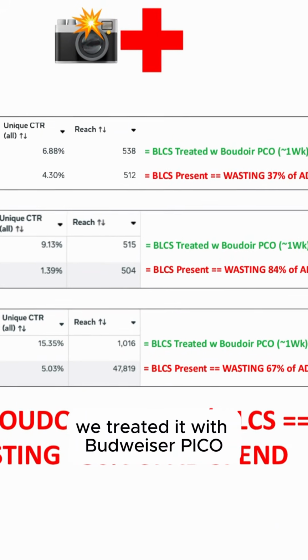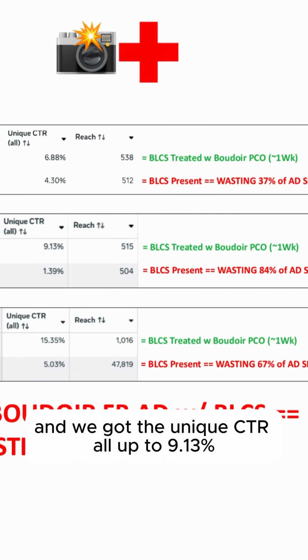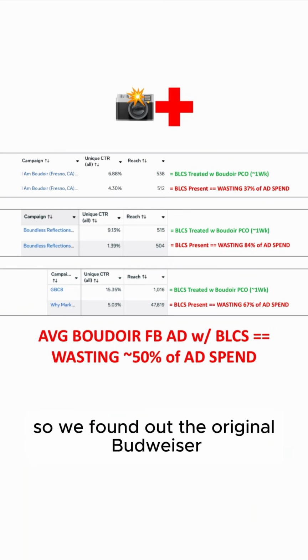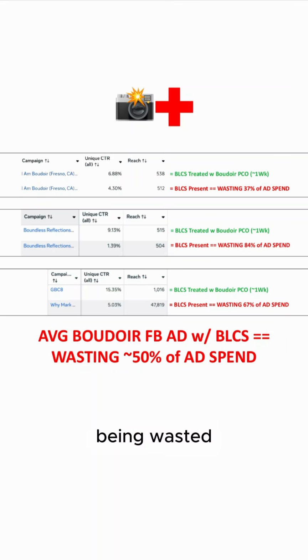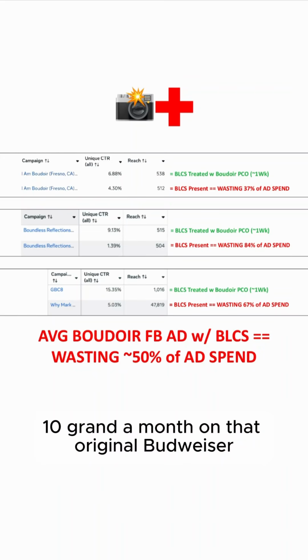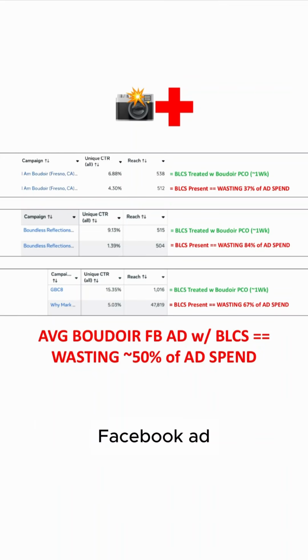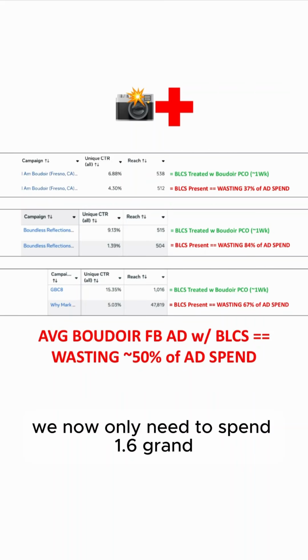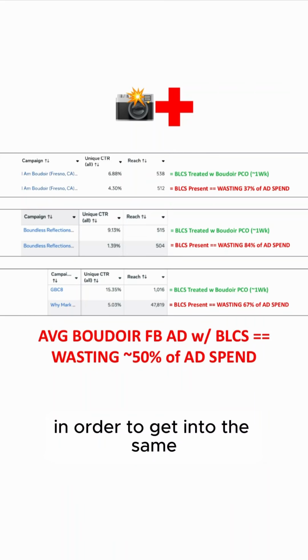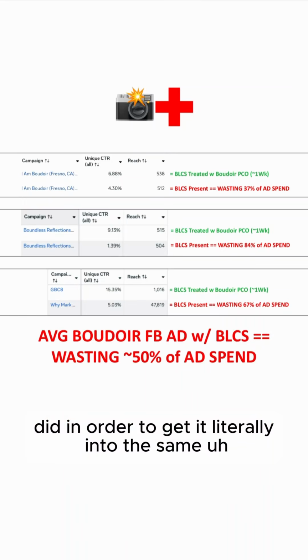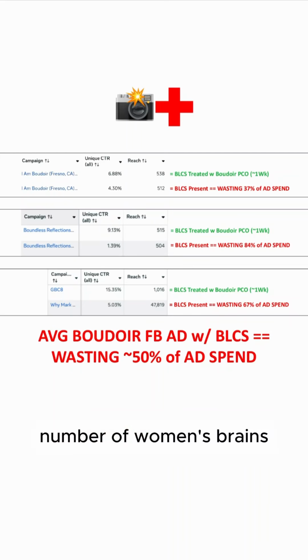So we did. We treated it with Boudoir Pico, it took about a week, and we got the unique CTR all the way up to 9.13%. So we found out the original Boudoir Facebook ad was wasting 84% of ad spend. As a result, if they were spending 10 grand a month on that original Boudoir Facebook ad, we now only need to spend 1.6 grand per month on the Boudoir Pico treated ad in order to get it into literally the same number of women's brains.